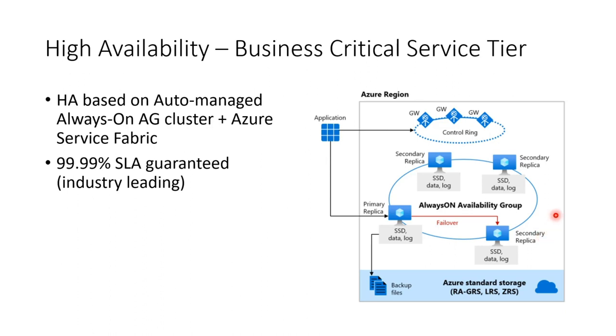The high availability in this case is based on auto-managed always-on availability group cluster plus Azure Service Fabric. It also provides 4 nines of SLAs guaranteed, same as general purpose service tier, which is the leading number amongst all of the cloud database providers.